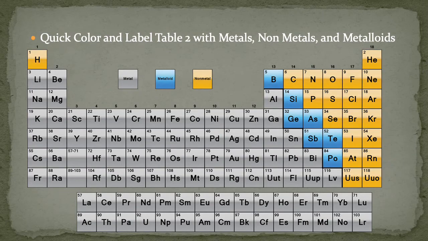So if you could go ahead and label table 2 and color it with metals, nonmetals, and metalloids. Okay. So here are our metals, all the things in gray. Our nonmetals are all the things in gold over here, plus hydrogen. And then our metalloids are these 7 elements right here, sort of in between them. Go ahead and pause the video, get those colored out.